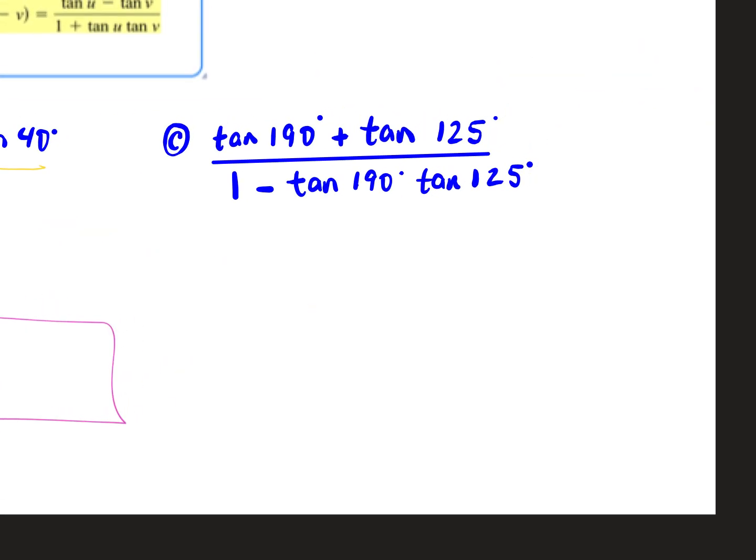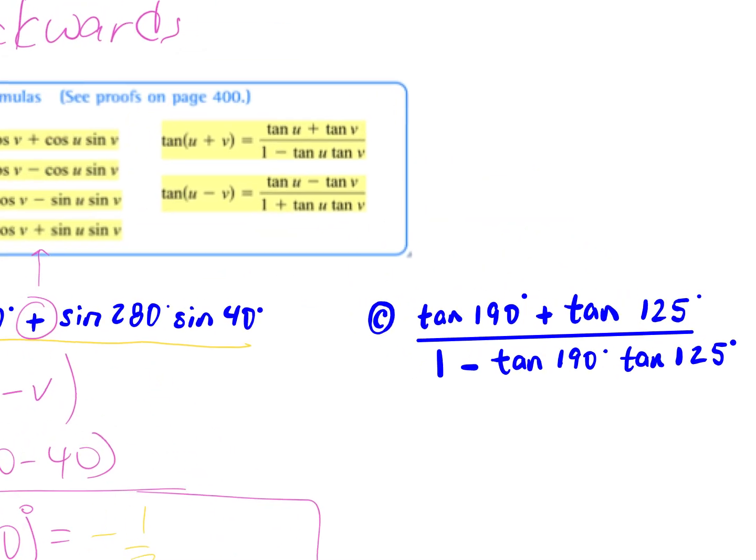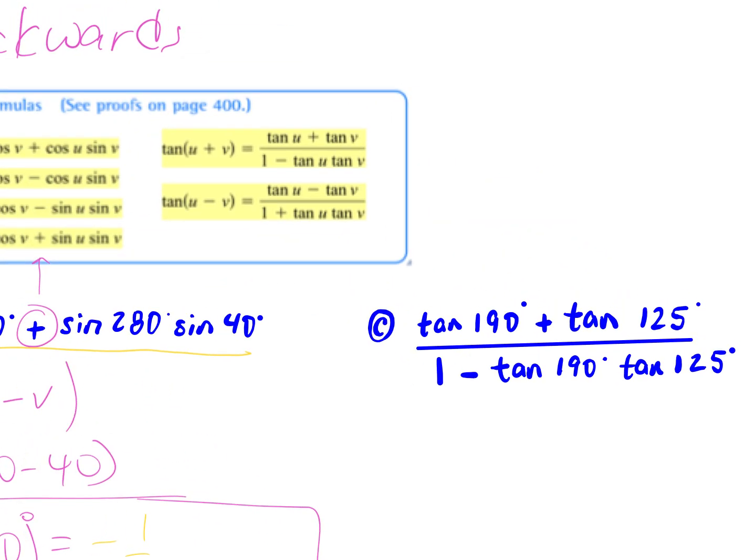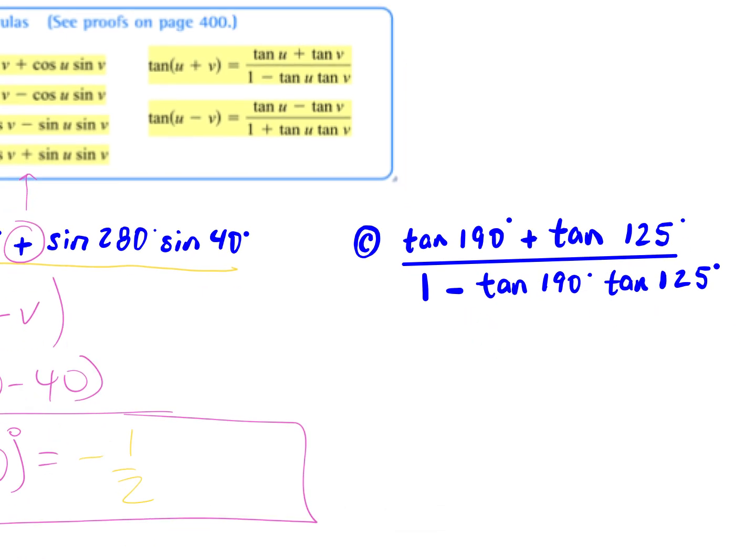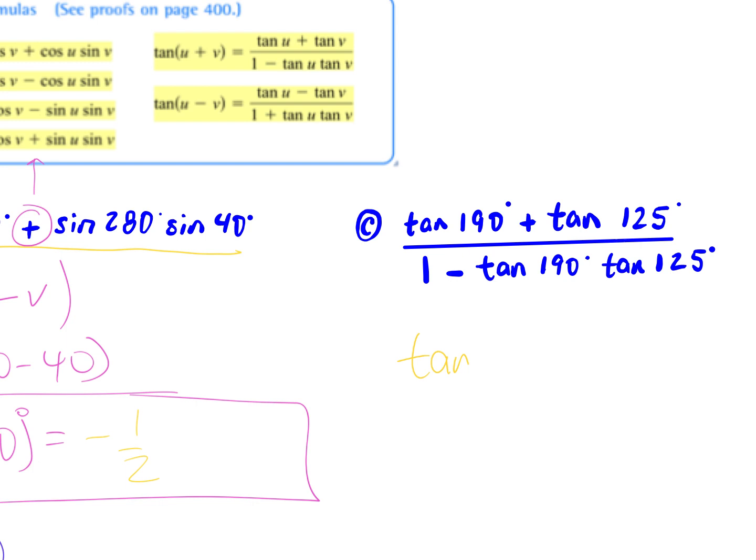Obviously, which trig functions are we dealing with in this one? Tangent. How do you know that? Because it says tan, tan, tan, tan, tan, tan, tan. Right? So look at the two tangent formulas. Which tangent formula matches the information given, where you're adding tangents on the top and subtracting on the bottom? Which one is it? U plus V. So it's tangent of U plus V.